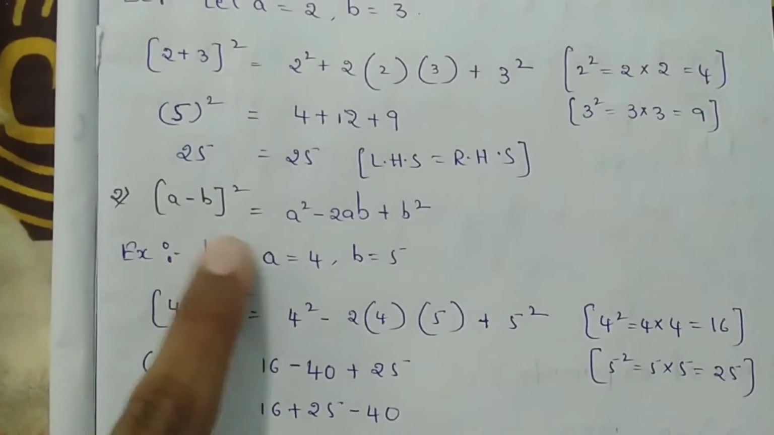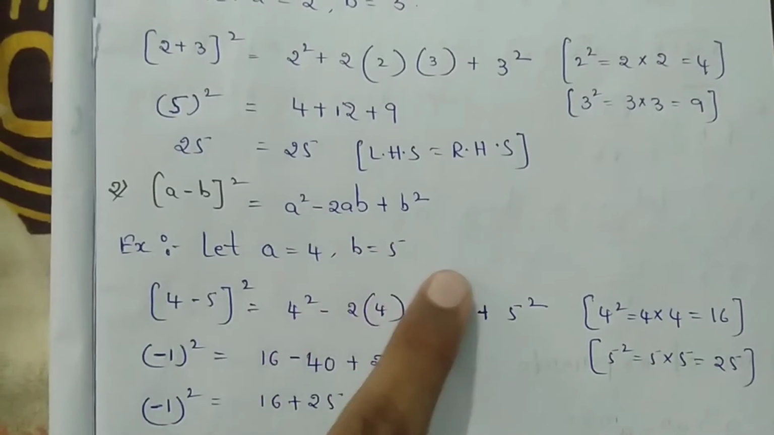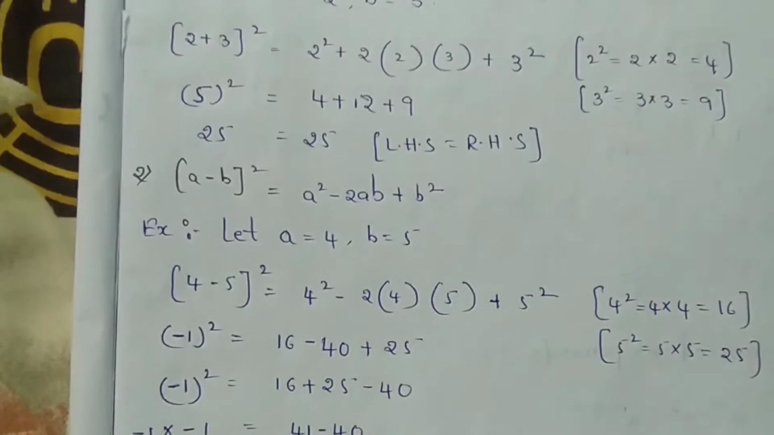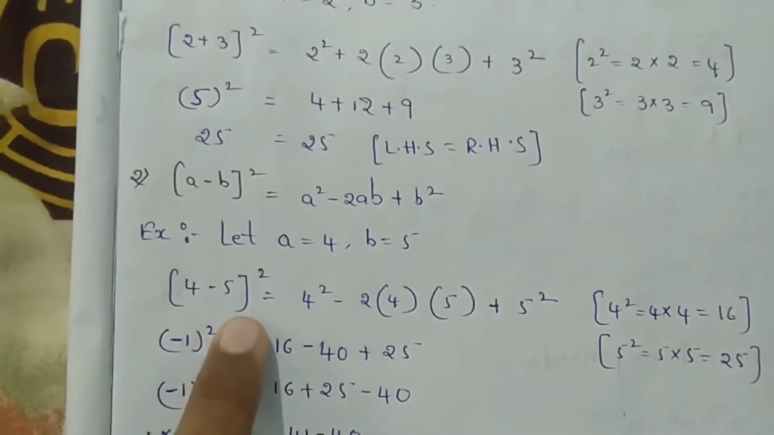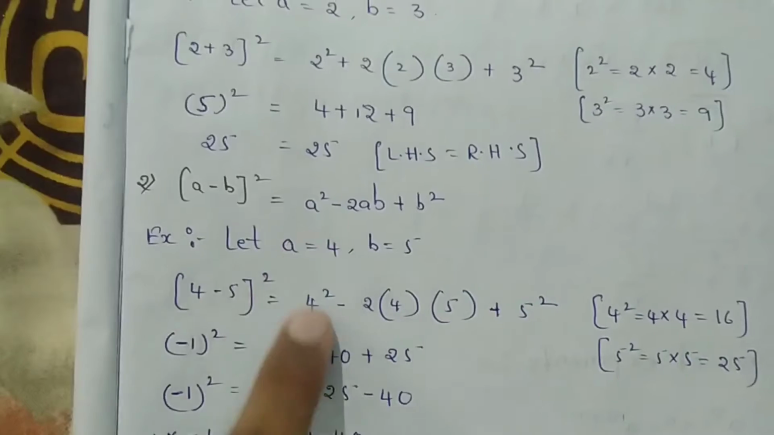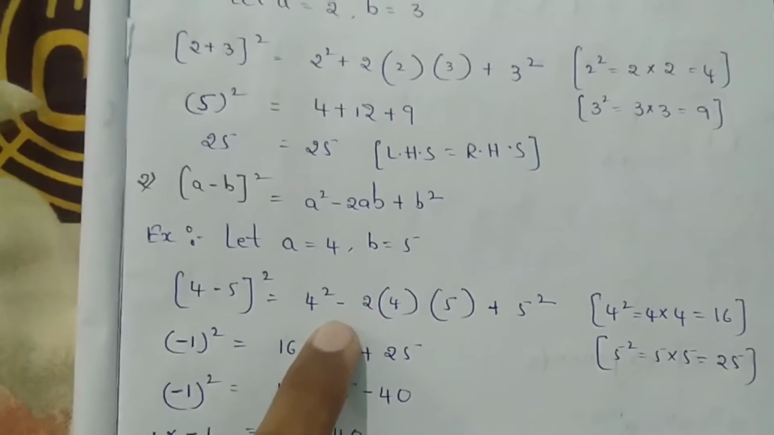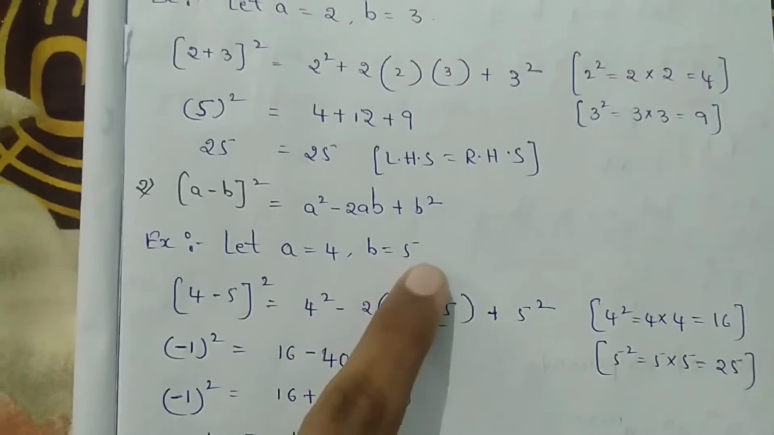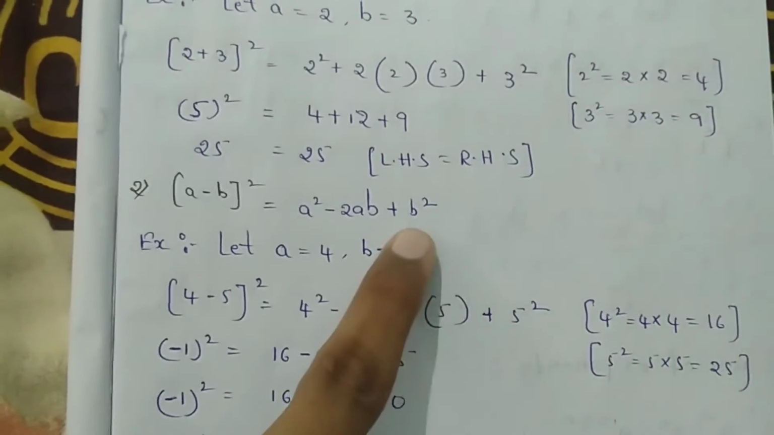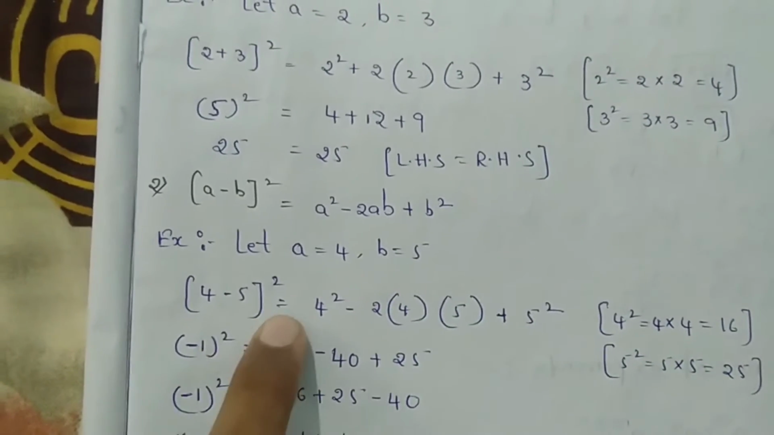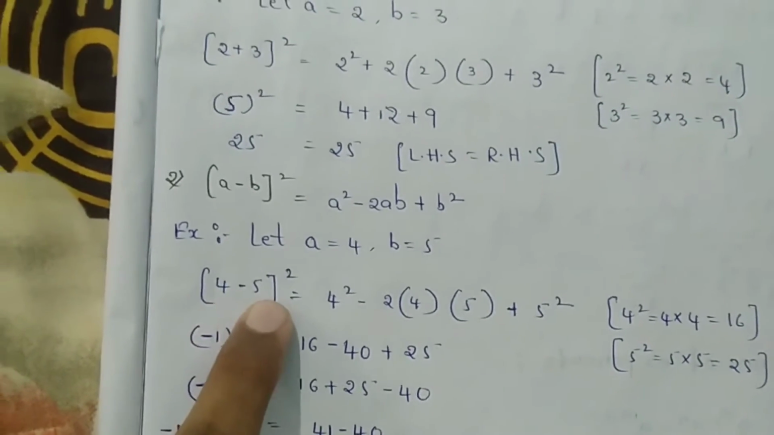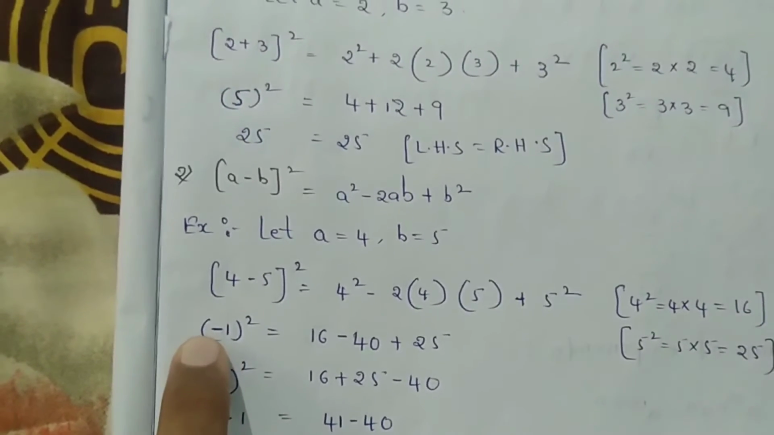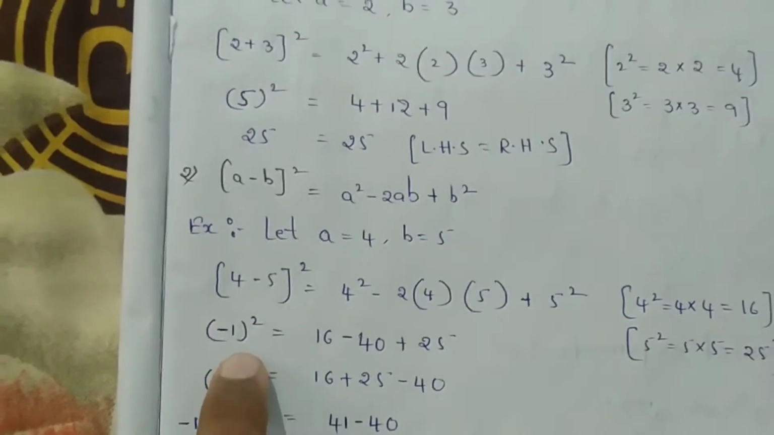Next, (a − b)² is equal to a² − 2ab + b². Let us take an example: a = 4 and b = 5. (4 − 5)² is equal to a², meaning 4², minus 2 into 4 into b, plus b², meaning 5². What is b given here? 5. 4 minus 5: 5 is greater, so what is the sign? Minus, so we keep minus here. 4 − 5 is −1.